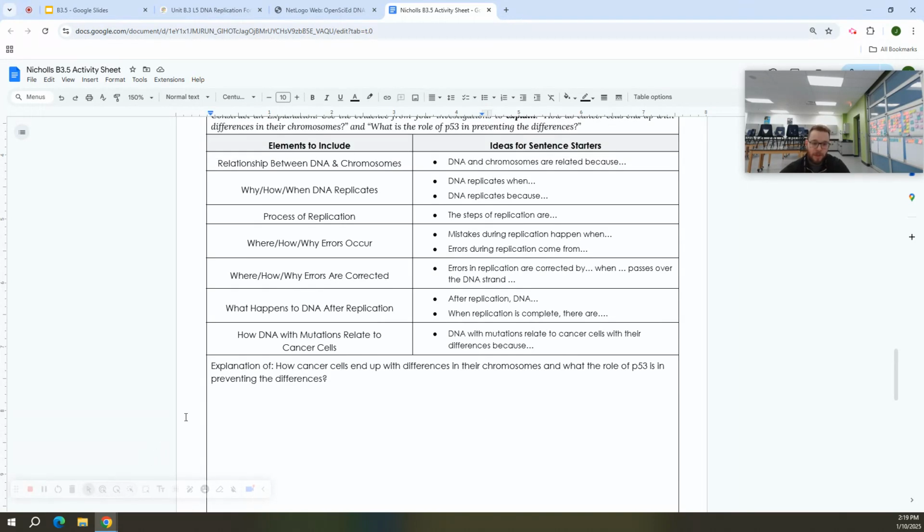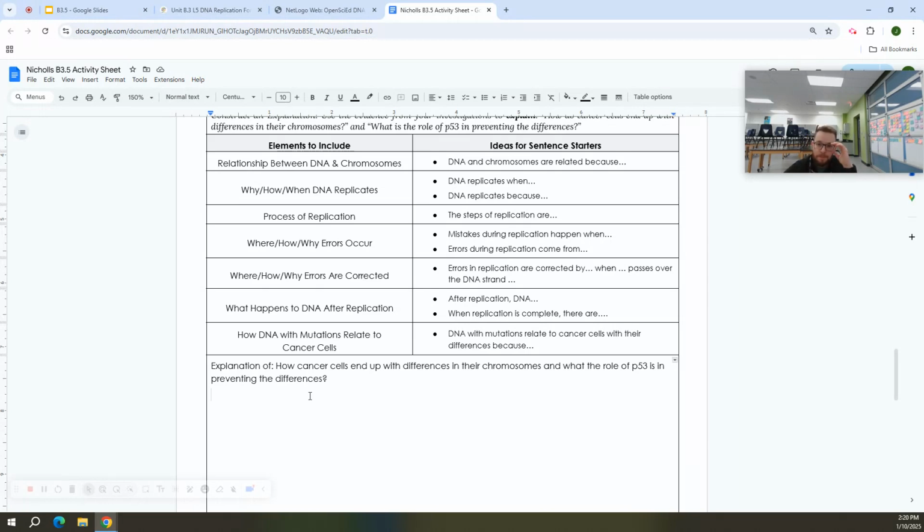Your explanation for this assignment is going to be a typed, written-out explanation, so it's like an essay. I would say it's more like a CER. If you've ever heard of CERs before, it stands for claim, evidence, and reasoning. So you're going to provide me the claim of how cancer cells end up with differences in their chromosomes and the role of p53. So I would probably have two claims. I'd have: cancer cells end up with differences in their chromosomes by, and how. And then I would have: the role of p53 in preventing those differences is this.